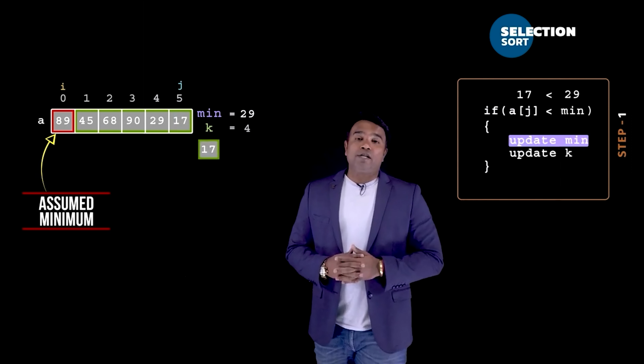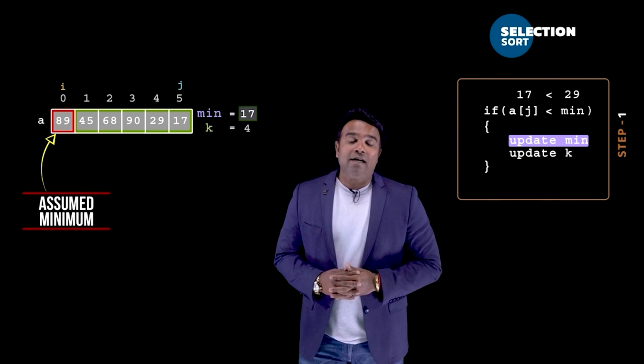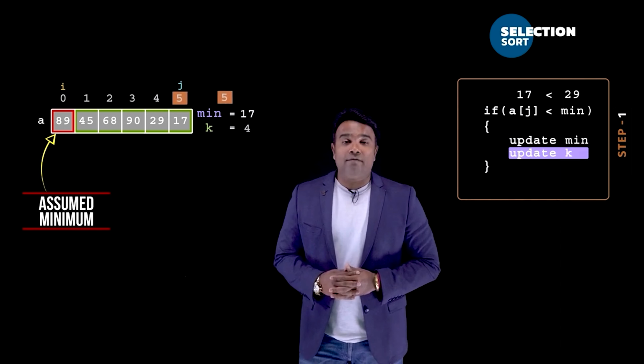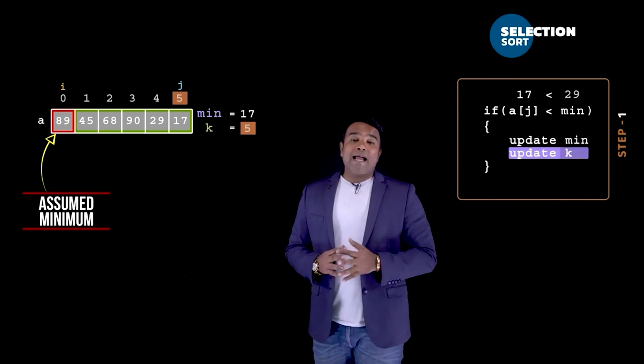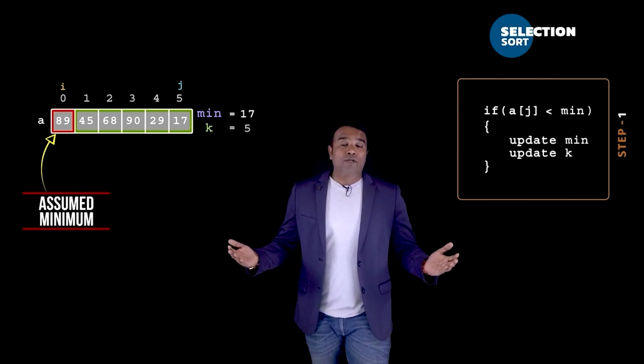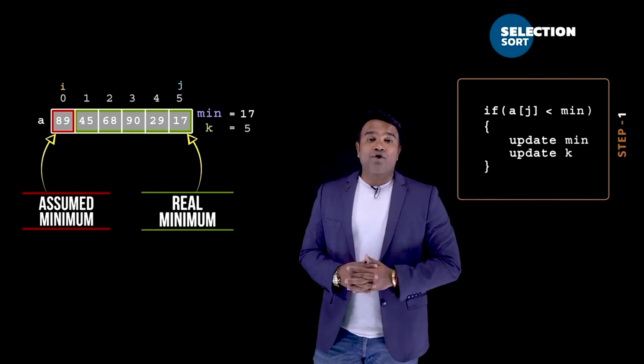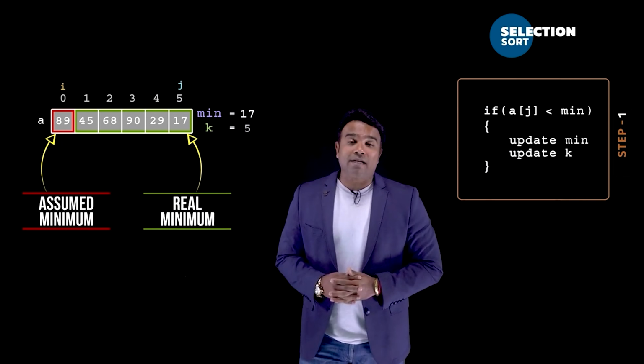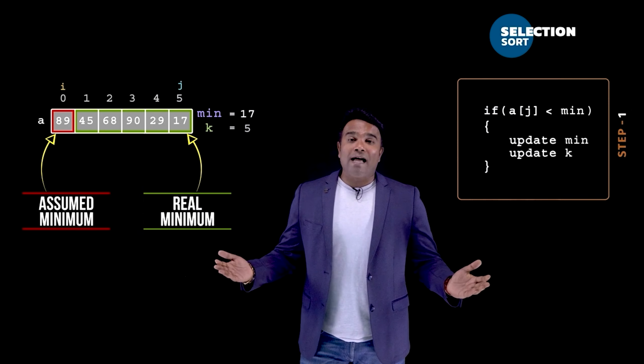So I will update my minimum as 17 and the position k as 5. So I have scanned the entire length of the array, and finally what I have been able to find out is that the real minimum happens to be 17 and it is present at the fifth position. That is what I have been able to do.